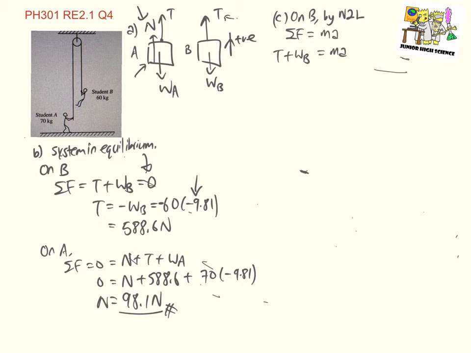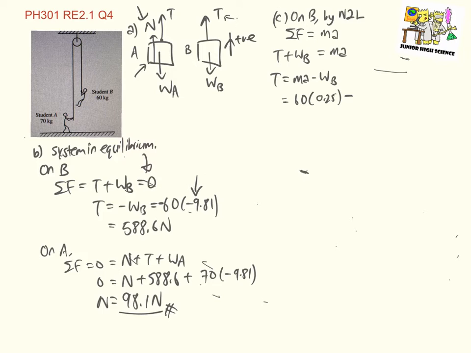And now let's make T the subject. T equals MA minus away WB. So let's start to plug in the values. The mass of student B is 60 kg. The acceleration of student B is 0.25 upwards, so I should write a positive 0.25. And I minus away the weight of student B.